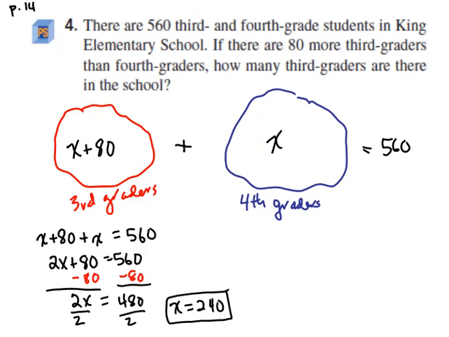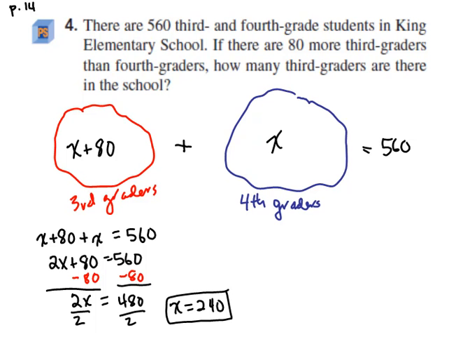So let's recap what we did here. You have a group of fourth graders. The third graders are the same but 80 more. So we take the 80 away from the 560. Then those two groups are the same size. And now you're not working with 560 anymore. Now you're working with 480. Since they're the same size, we divide by 2 and we get 240.